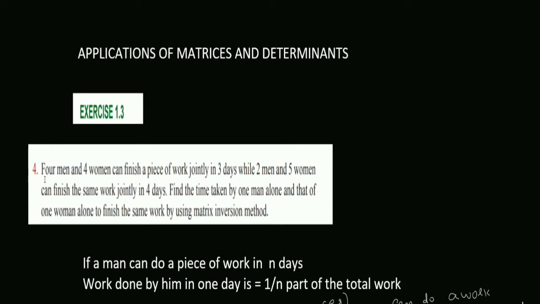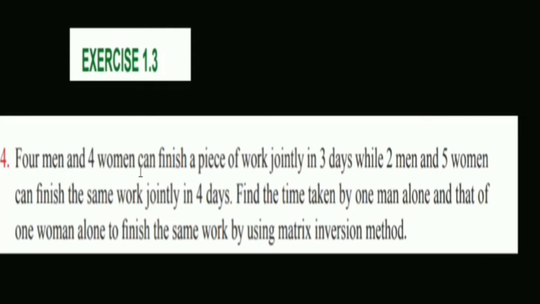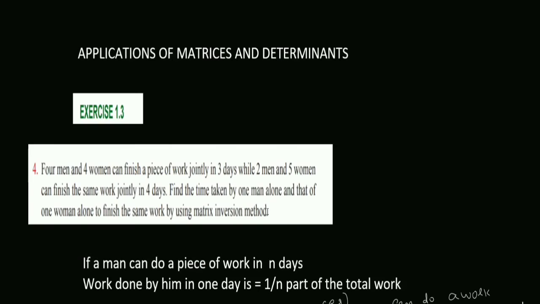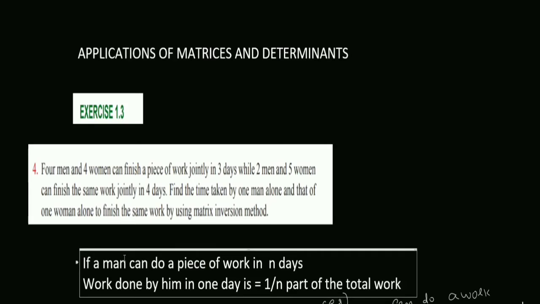Question number 4. 4 men and 4 women can finish a piece of work in 3 days, while 2 men and 5 women can finish the same work in 4 days. Find the time taken by one man, that of one woman, to finish the work by using matrix inversion method. Now we are going to do this using this concept.